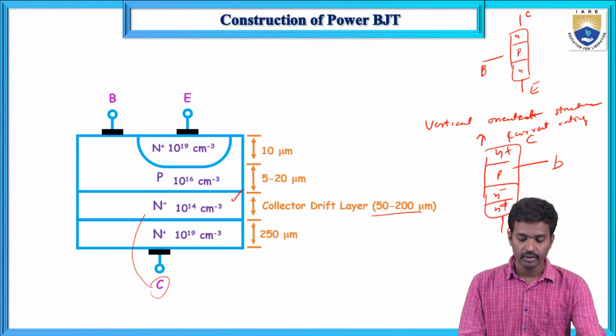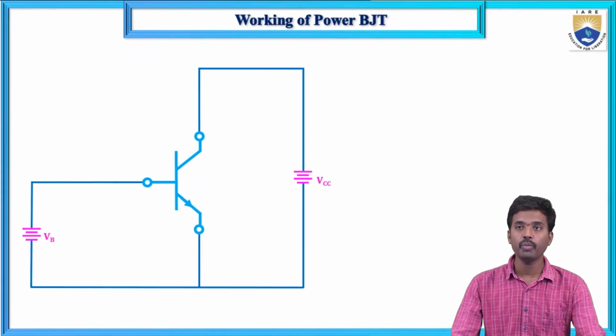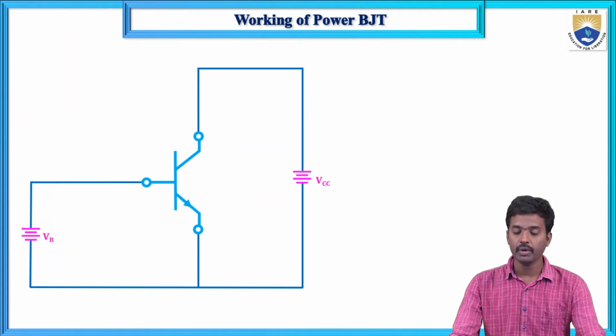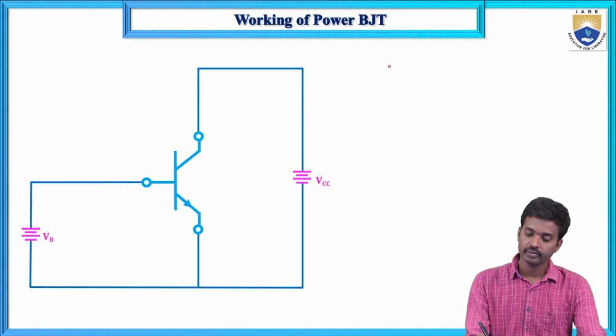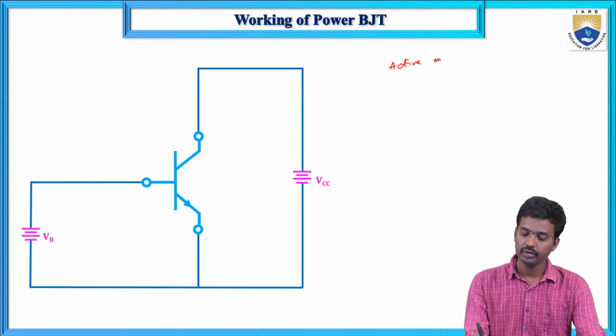Next, the working of power BJT. It operates in 4 modes. The first mode is the active mode, and cutoff mode, and next saturation mode.